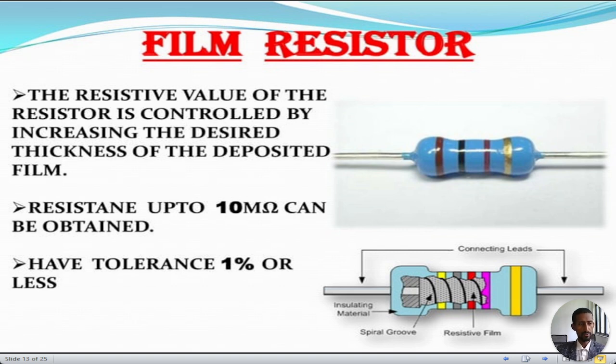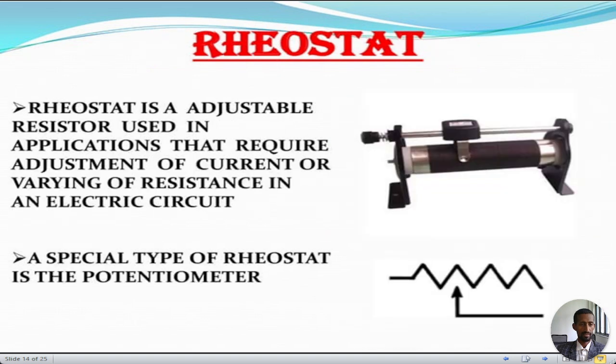The resistive value of the resistor is controlled by the desired thickness of the deposited film. By adjusting the thickness of the deposited film, we can control the resistive value of the resistors. We can get up to 10 megaohm, and their tolerance is somewhat good, that is 1% or less.